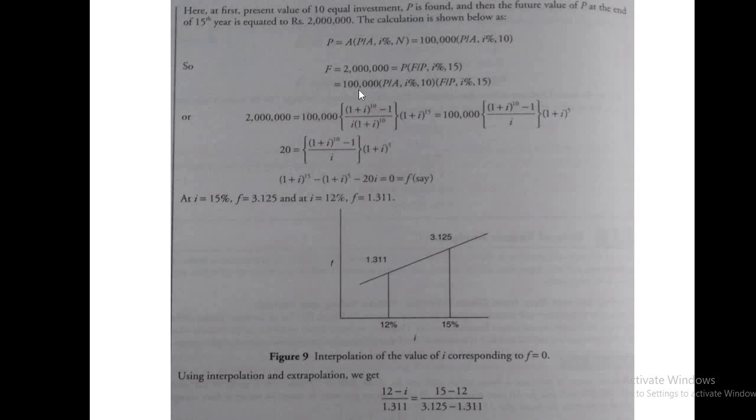After investment of some amount for a particular period of time and with some interest rate, we will get some amount after completion of the period. So this is the future value. 20 lakh is the future value. And for 10 years we have to invest 1 lakh amount.